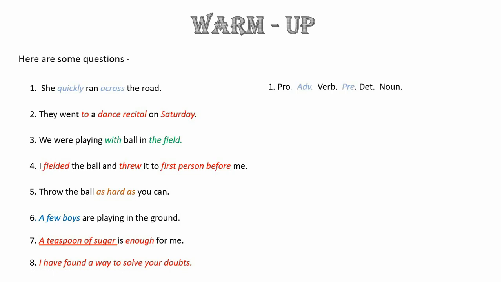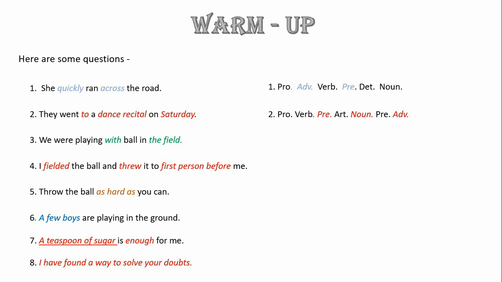See, she: pronoun, quickly: adverb, ran: verb, across: preposition, the: determiner, road: noun. Then next, they: pronoun, went: verb, to: preposition, a: article, dance recital: combined they are a noun, both are nouns, dance and recital combined. On: preposition, Saturday: adverb. How will you know? Just wait a few minutes.